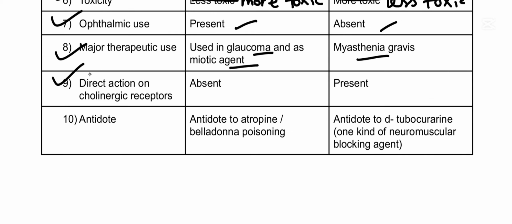Number 9, direct action on cholinergic receptors. In terms of physostigmine, the direct action on cholinergic receptors is absent, and in terms of neostigmine, it is present. And the last but not the least one, antidote. We can use physostigmine as an antidote in atropine poisoning or belladonna poisoning. On the other hand, neostigmine can be used as an antidote for d-tubocurarine poisoning, which is one kind of neuromuscular blocking agent.